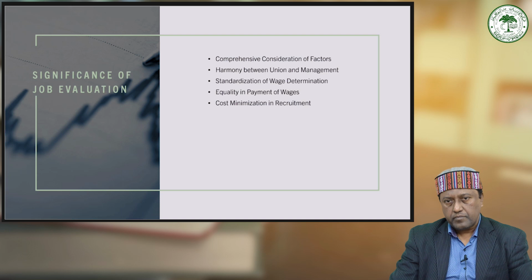Next, harmony between union and management. Job evaluation helps in maintaining harmony between labor unions and management by providing a transparent and systematic method for determining wages. When both parties have confidence in the fairness and consistency of the evaluation process, it can reduce conflicts and improve industrial relations.